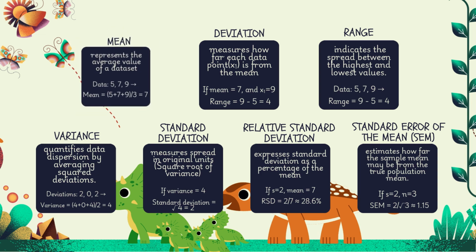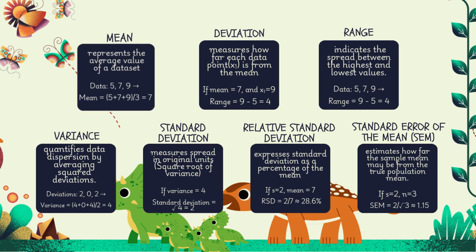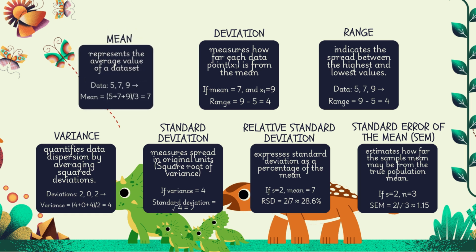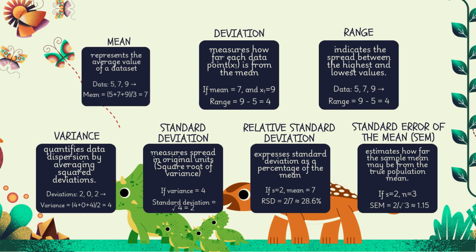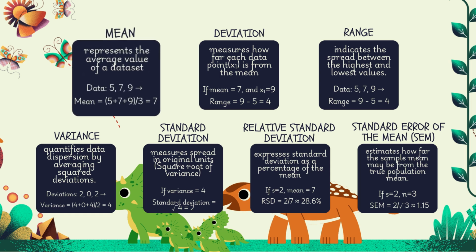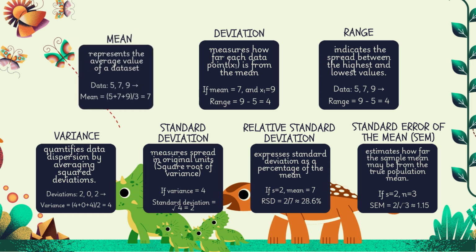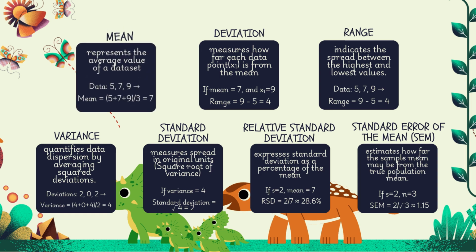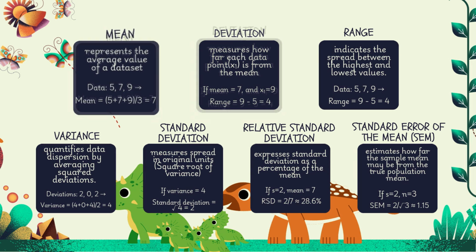The mean represents the average value of a dataset. It is calculated by summing all measurements and dividing by the number of data points. Let's see, for example, if one data has the measurement of 5, 7, and 9, the mean can be calculated when 5 plus 7 plus 9 is divided by 3, because we have 3 measurements.